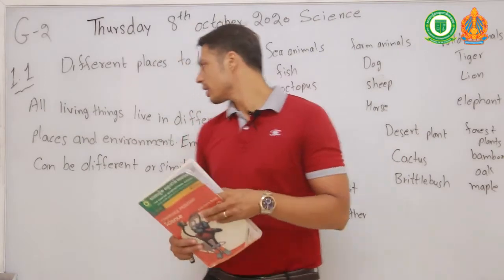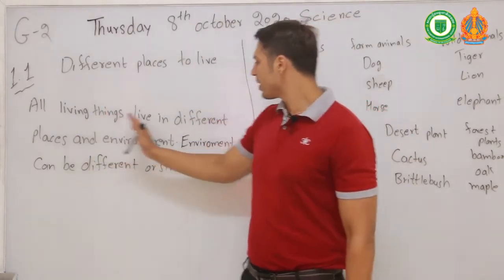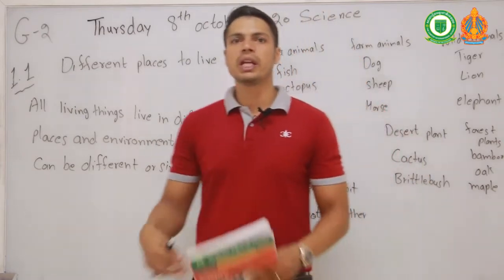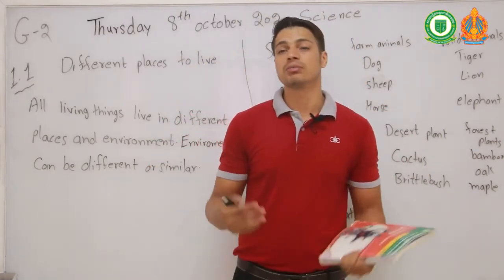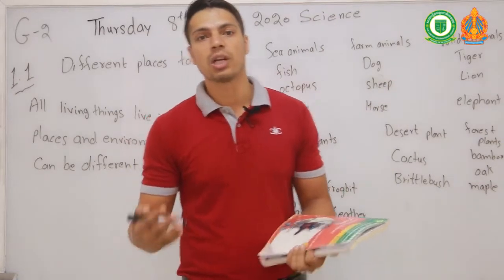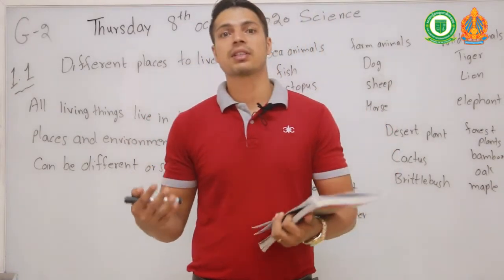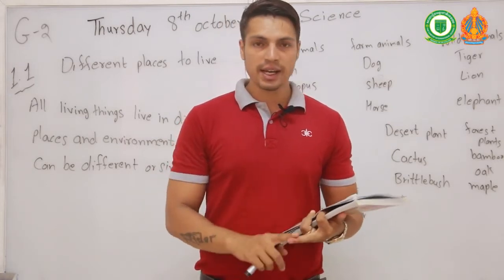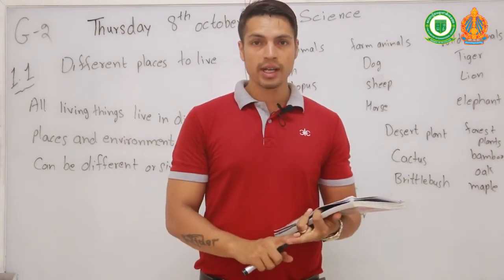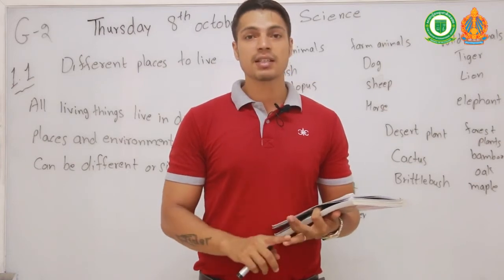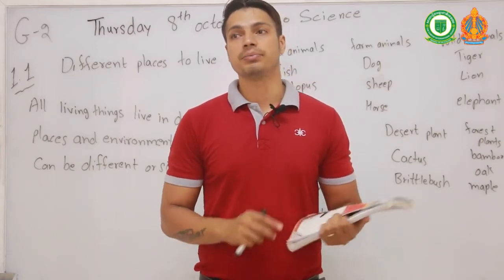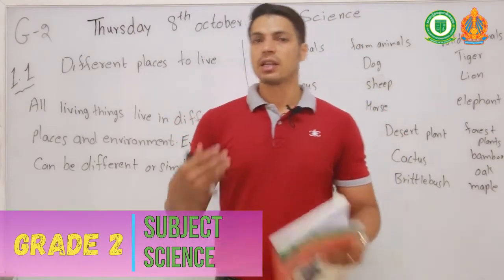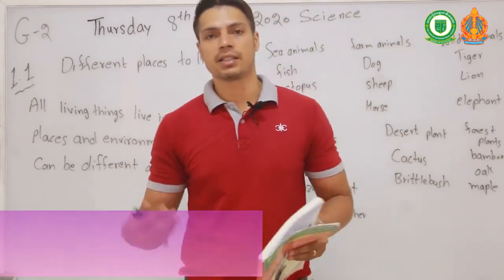So let's have a look. All living things live in different places and environments. First of all, what are living things? Living things are like us, human beings. Living things eat, breathe, reproduce, have senses, and they need food. Human beings are living things.